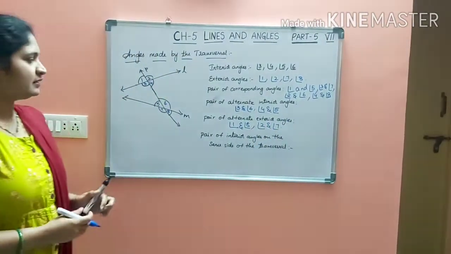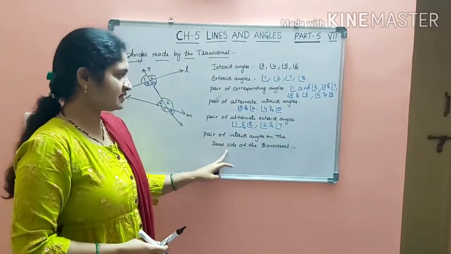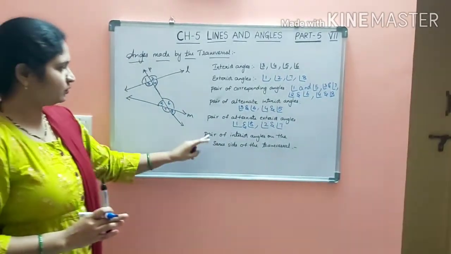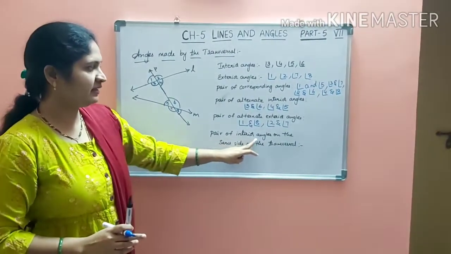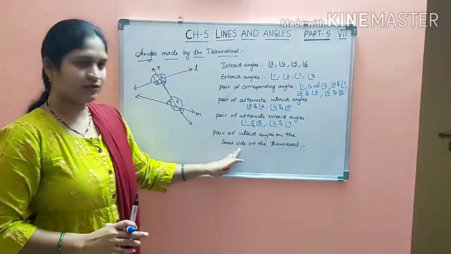Is this clear? Next, last one, pair of interior angles on the same side of the transversal. See children, slowly you can go with this. Pair of interior angles. Interior angles means inside angles on the same side of the transversal.